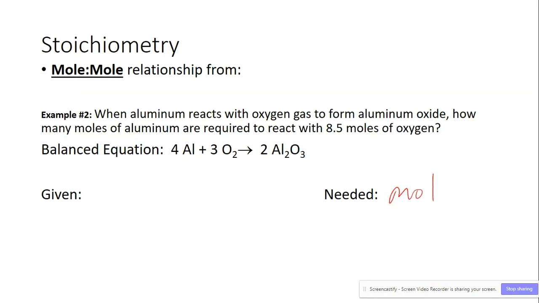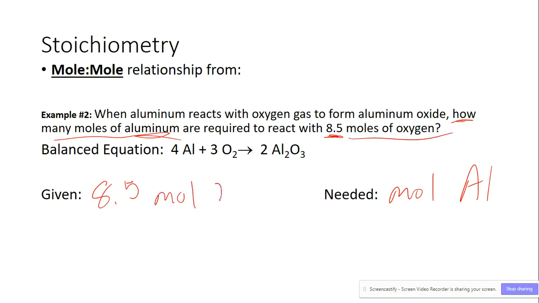All right, so here we go with something more difficult. I've already started to write this. So when aluminum reacts to make aluminum oxide, how many moles of aluminum, so we need moles of aluminum again, 8.5, that's a good given start. Moles of oxygen, so we want moles of O2 here. So we're going to start with the 8.5 moles of oxygen, and we're going to go to moles of aluminum.